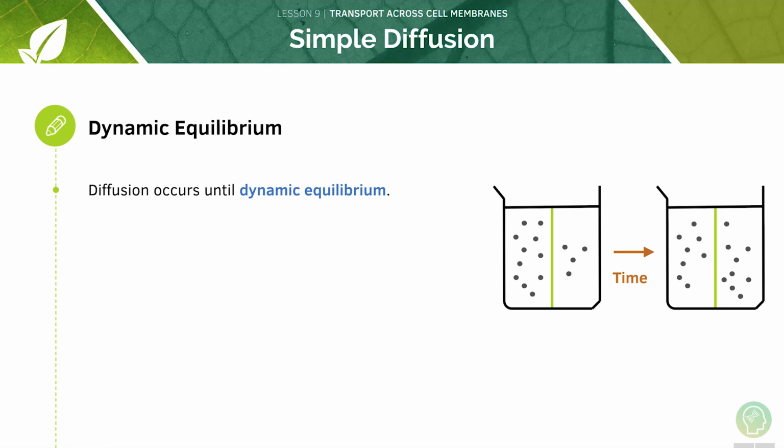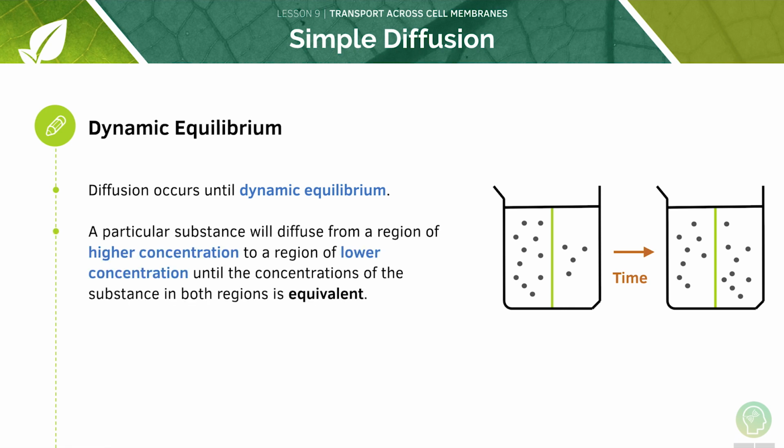Diffusion occurs until dynamic equilibrium. A particular substance will diffuse from a region of higher concentration to a region of lower concentration until the concentrations of the substance in both the regions are equivalent. This is known as dynamic equilibrium.